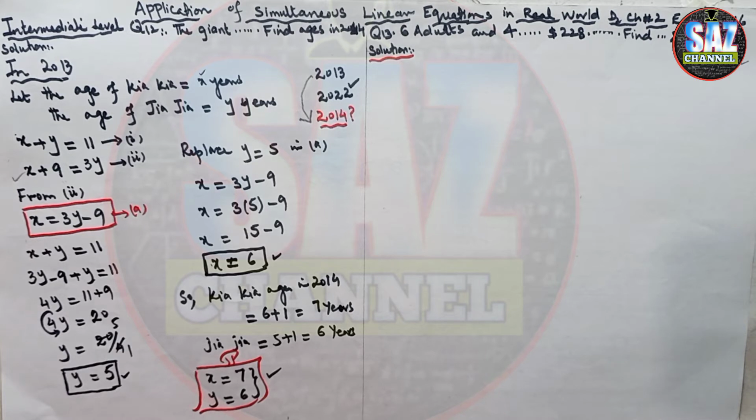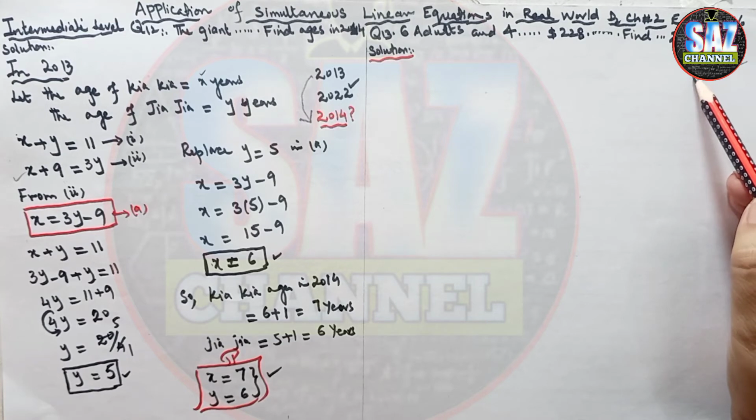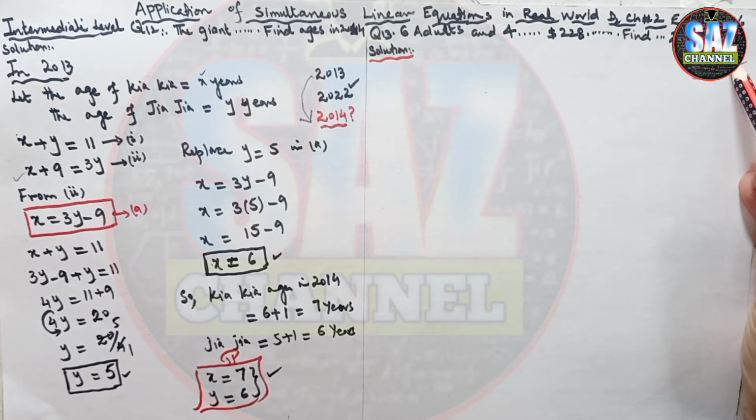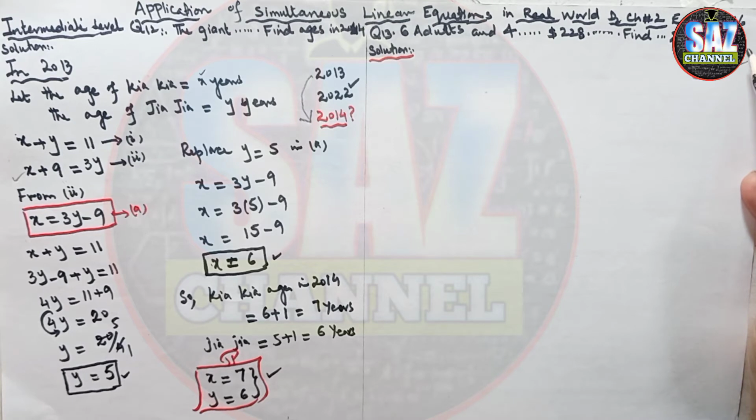First, let's read the question from the book. Question says, 6 adults and 4 senior citizens have to pay $228, while 13 adults and 7 senior citizens have to pay $459 to visit an exhibition at the Science Museum. Find the total amount 2 adults and a senior citizen have to pay to visit the exhibition. Now the problem is about money and the total amount that 2 adults and a senior citizen have to pay to visit the exhibition.